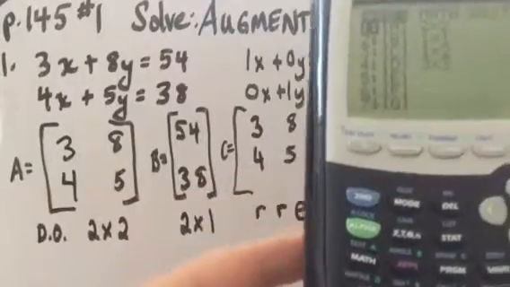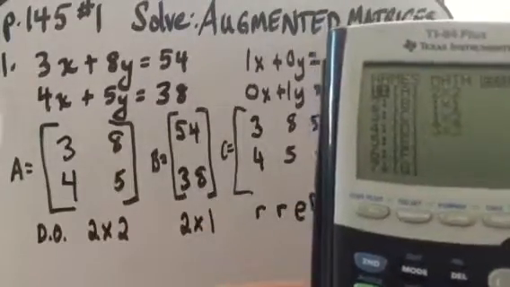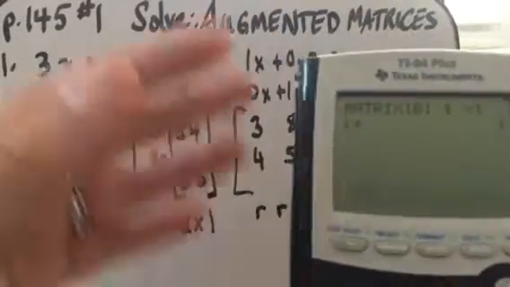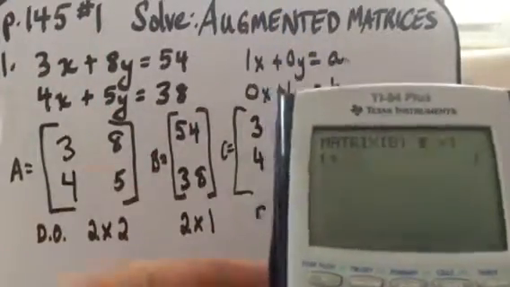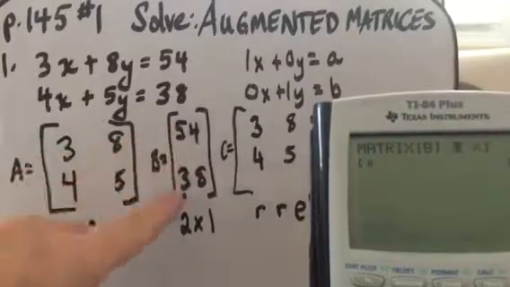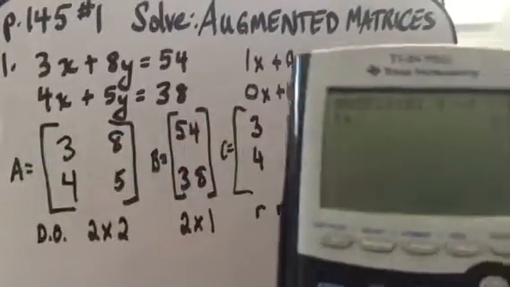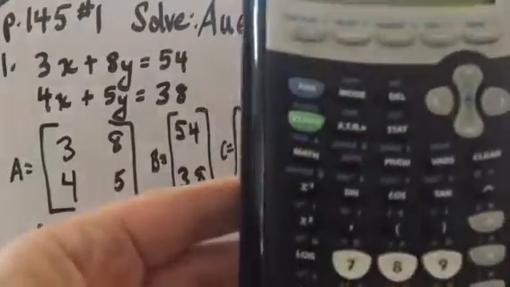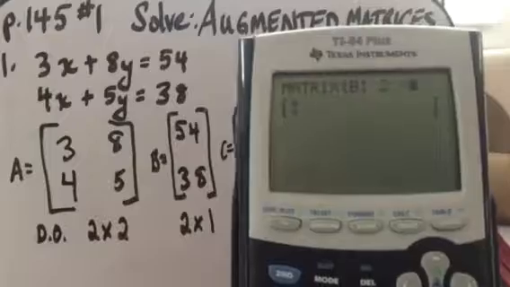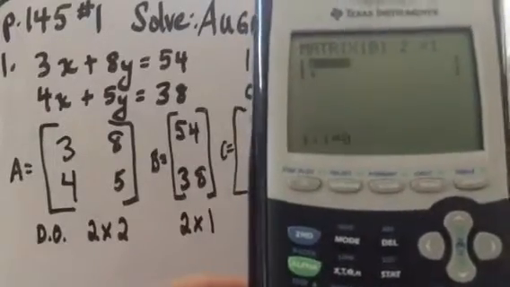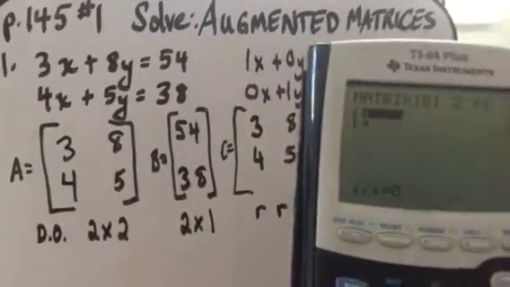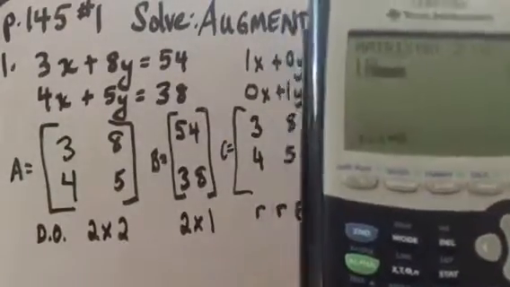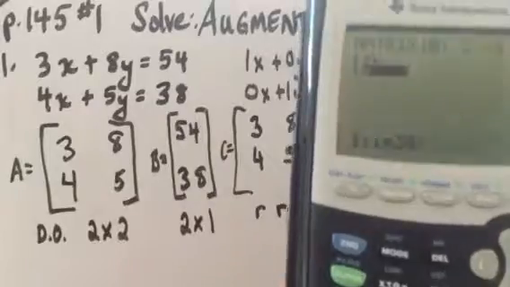So go second matrix, edit, and then scroll down to B. Make sure you go to edit first, otherwise other things happen. Now matrix B is a 2 down, 1 over. So we have to make sure that up here we have 2 by 1. And if you don't, enter that now, 2 by 1. You see it's really just one column here. And our numbers are 54, enter that, and 38, enter that.